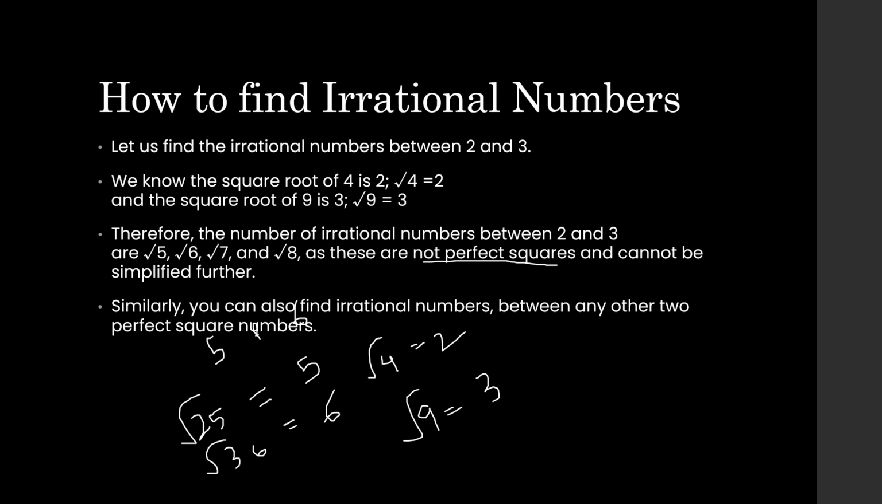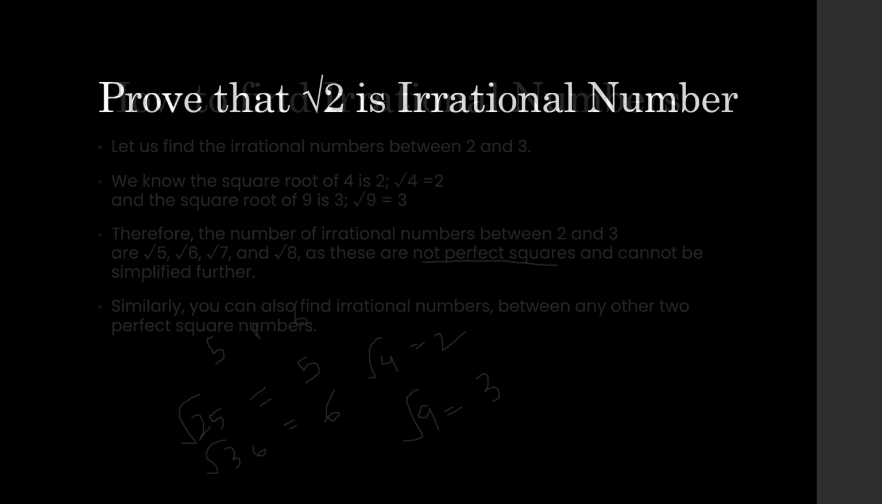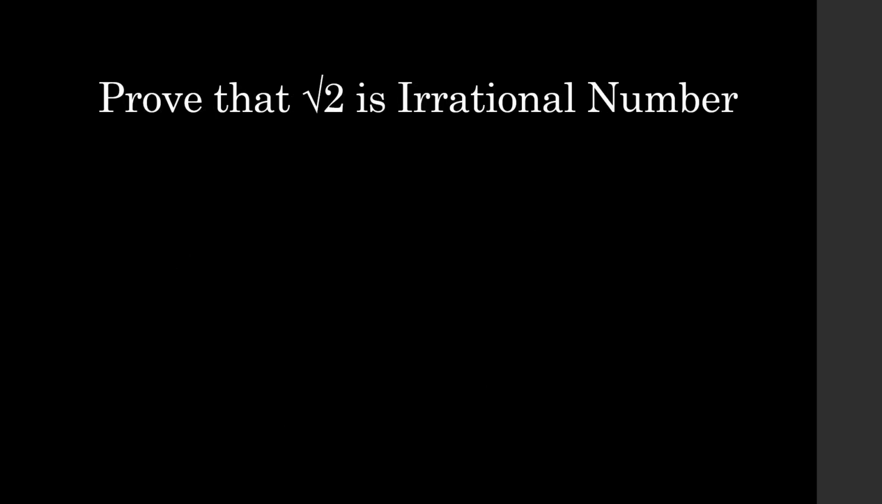Similarly, you can also find irrational numbers between any other two perfect square numbers. Now we have to prove that root 2 is an irrational number. Yes, we have seen many examples saying root 2 is an irrational number. So how are we going to prove that root 2 is an irrational number?